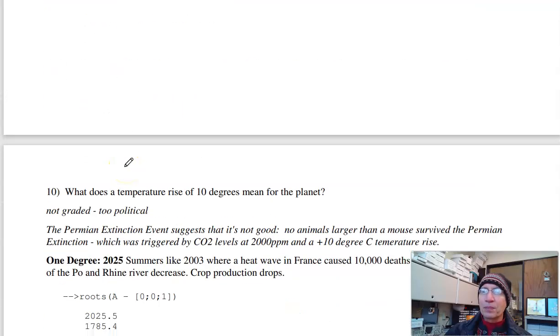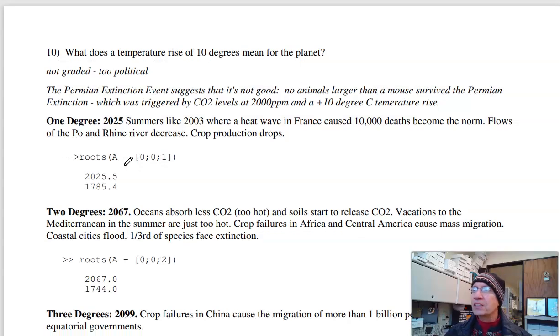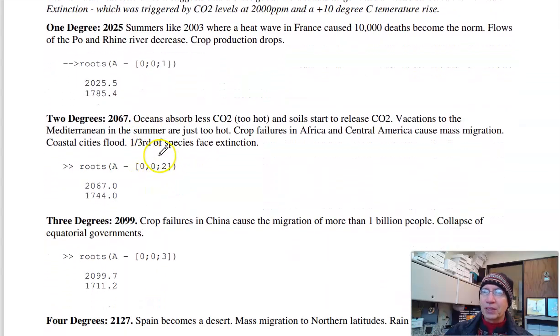The last problem, what does that mean? Well, this actually isn't graded. It gets too political. But been some studies on that, and here's kind of what it means. The study comes out of the Netherlands, so it's kind of more focused on Europe, but kind of get the same idea for the US. At 1 degree, summers are like 2003, which caused 10,000 deaths in France. The flows of rivers decrease, crop production suffers. That already happened. 2 degrees, that'll be in about the year 2067.